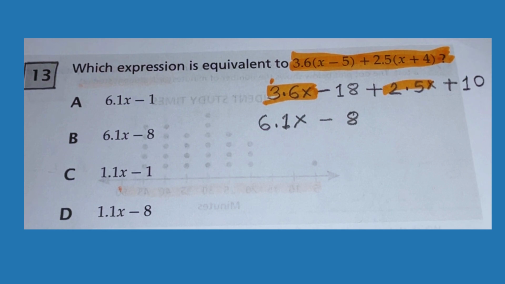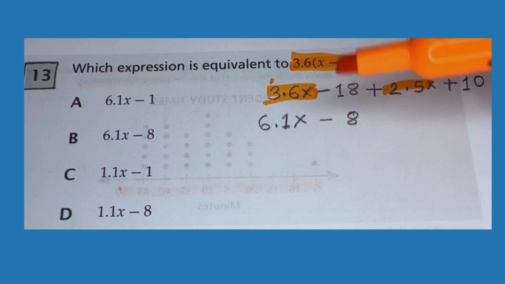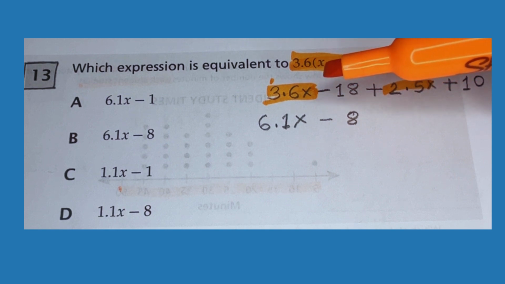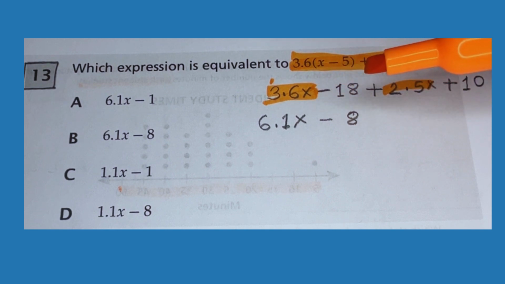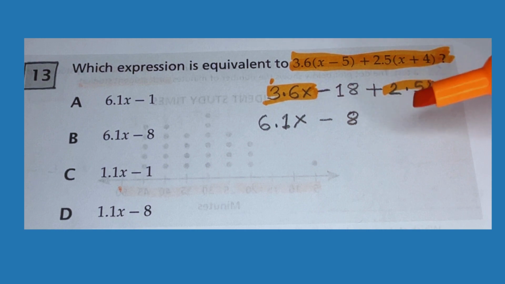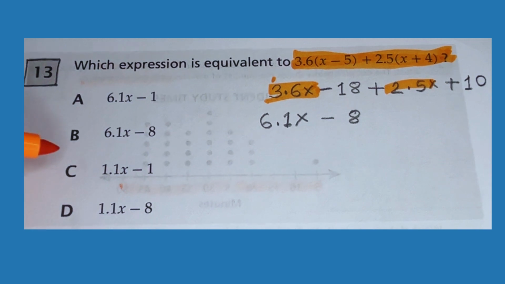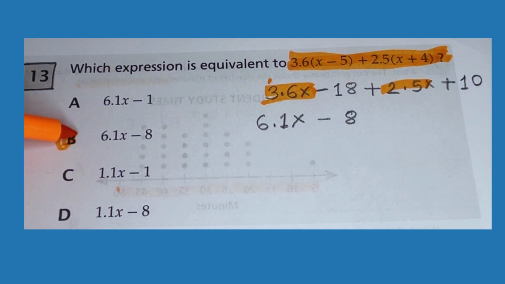13. Which expression is equivalent to this expression here? So we'll calculate. Whenever you see the bracket, you remove the bracket and multiply, then 3.6x minus, we'll times 18, so add together x, so the answer will be 6.1x minus 8. So our answer is B. All right.